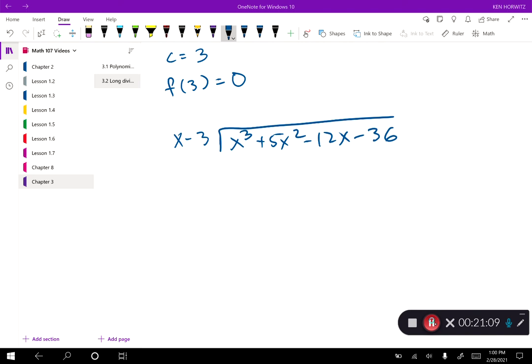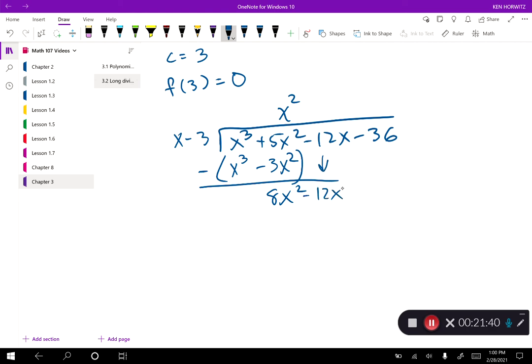All right, so how many times does x go into x cubed? It's x squared times. So I'll put the x squared over the x squared. So x squared times x is x cubed. X squared times negative 3 is negative 3x squared. And now I'm going to subtract. And when I subtract 5x squared minus negative 3x squared, I get positive 8x squared. I'm going to bring down my negative 12x.